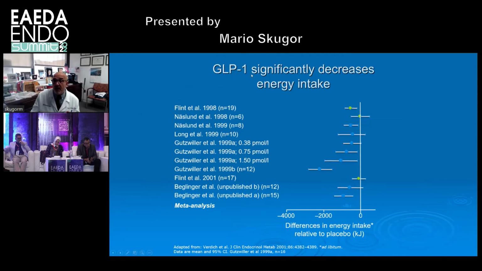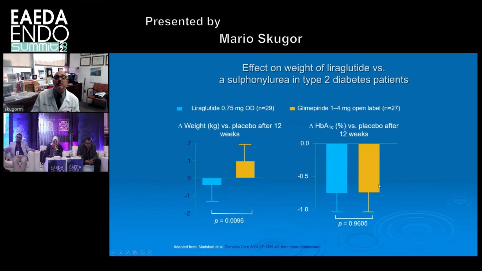There are a lot of studies studying the native human GLP-1 infusion. As you can see, in all these studies, there was decreased energy intake. When you do the meta-analysis of these studies, you can see a significant decrease in energy intake with GLP-1.